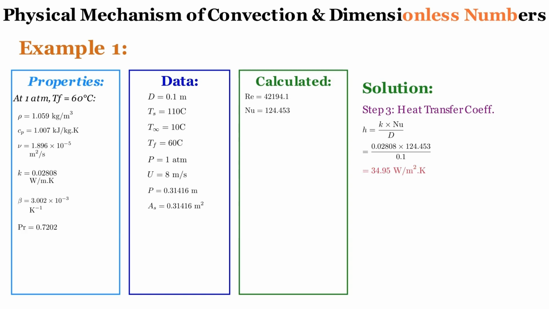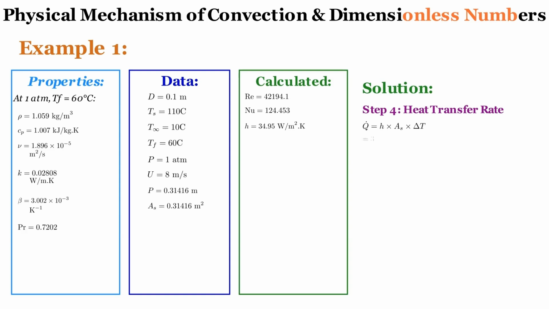Substituting, H equals 0.02808 times 124.453 divided by 0.1. This gives us H equals 34.95 watts per square meter Kelvin. Step 4. Finally, let's calculate the heat transfer rate per unit length.